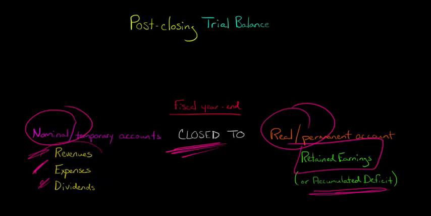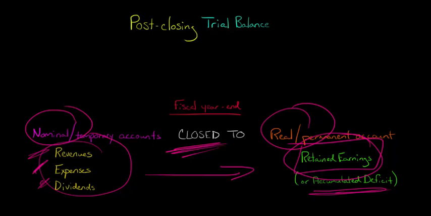These temporary accounts, revenues, expenses, dividends, are just tracked for a single period before they're closed out. Their balances are closed out to this retained earnings account, which is a permanent account, which tracks all the earnings that the firm has ever had since the firm's beginning, less any dividends.